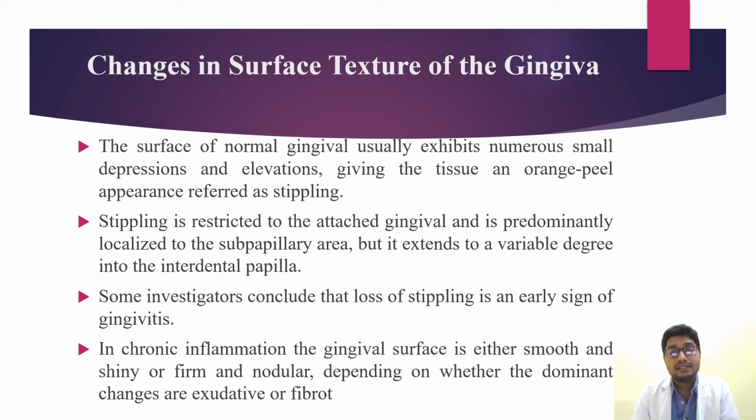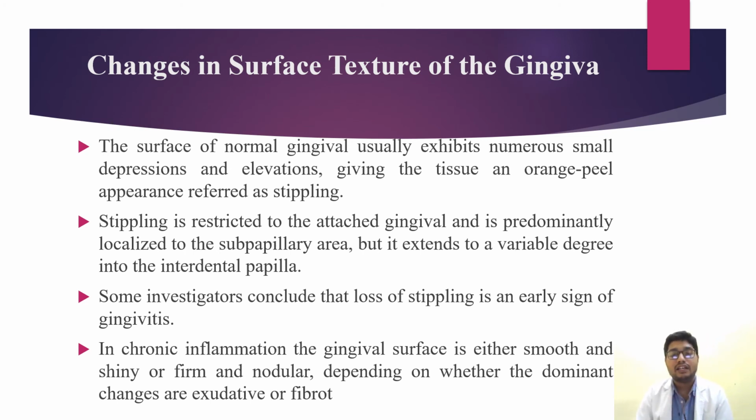And sometimes you can see a change in the surface texture of the gingiva. The surface of normal gingiva usually exhibits numerous small depressions and elevations, giving the tissue an orange peel appearance. You will see some stipplings there. Those stipplings you can see if you just dry the gingiva and look in light. That is because it is attached to the underlying bone also.